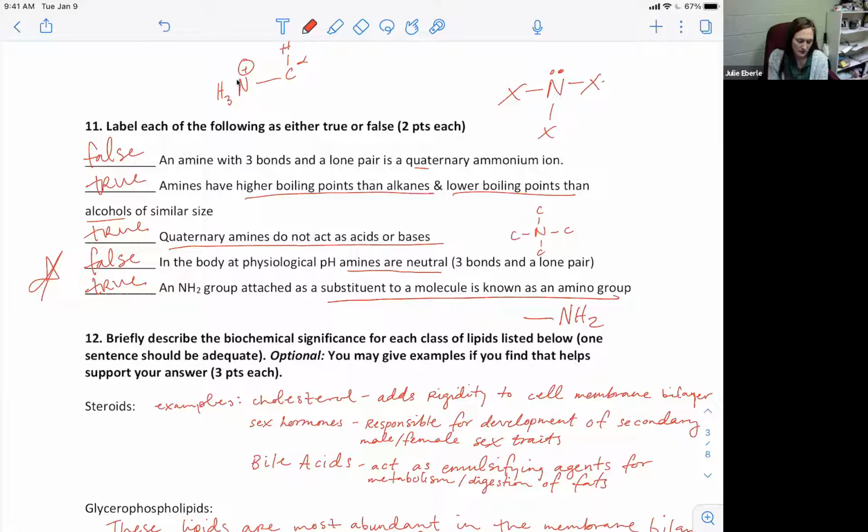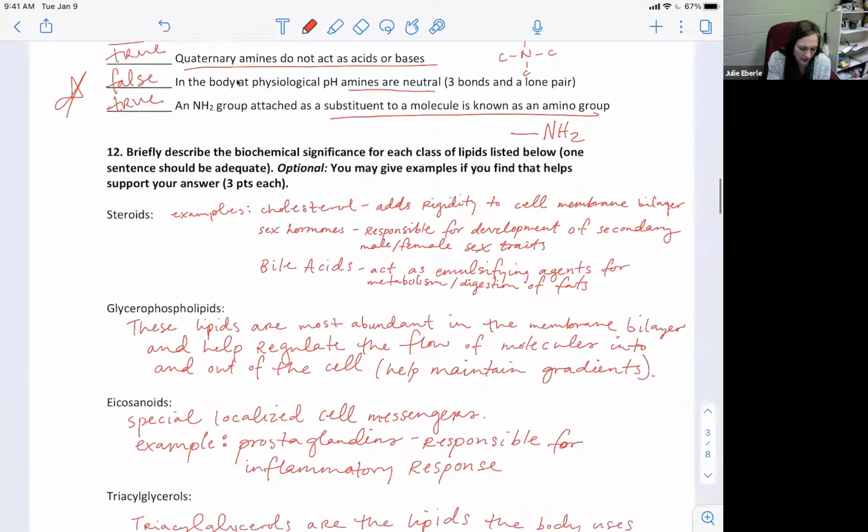All right. Number 12. So here, let me explain something first. I ask you guys to describe the biological significance, okay? So what do I mean when I say the significance? Why is something important?